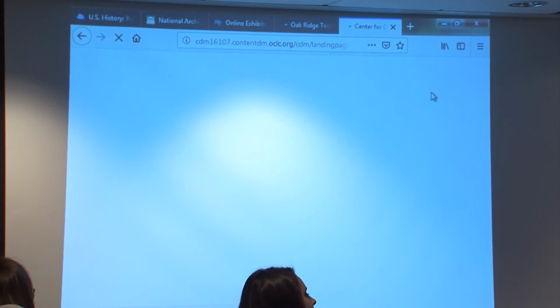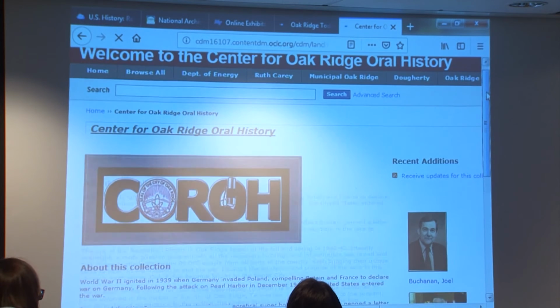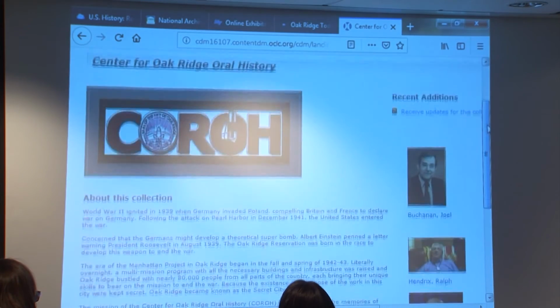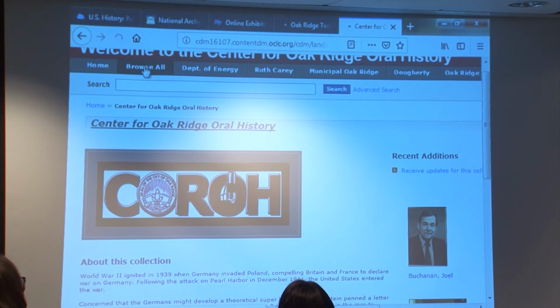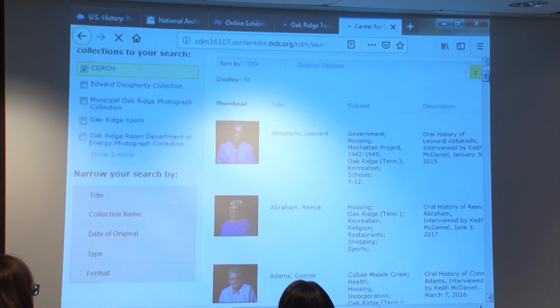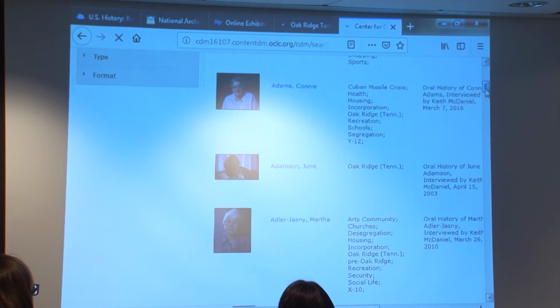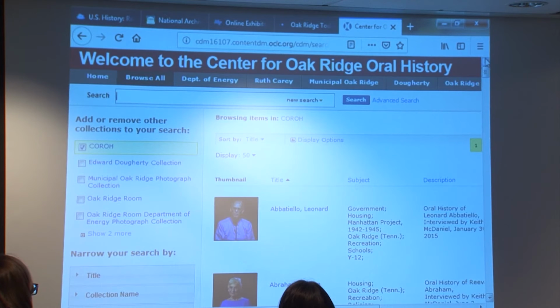Let's see if this will load. It's actually called the Center for Oak Ridge Oral History, which I think is sourced through the public library there. And if we just hit browse all, there's a bunch of oral histories of people who've worked on Oak Ridge since its founding. And they have all the metadata here. There's men, women, black and white people, so that could be a good source if you wanted to get more into the workers there and hear their actual stories from themselves.